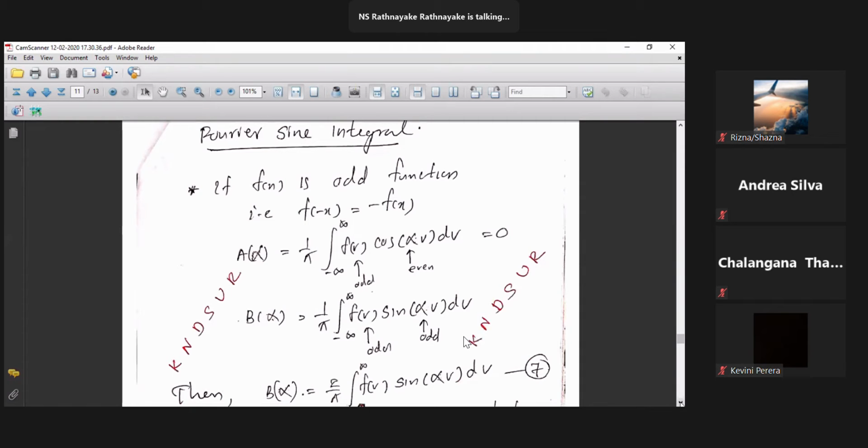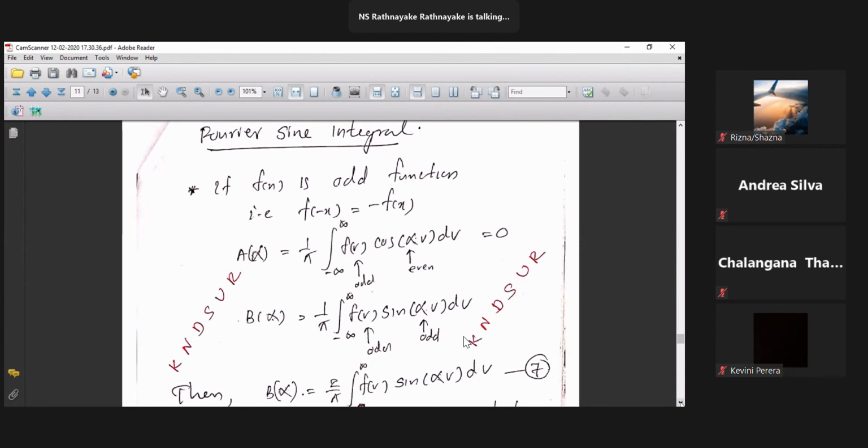Alpha is actually the frequency. In some books or references which I gave to you, it may be defined as cos(omega v) or cos(omega x) instead of alpha v. That is notation, don't worry about that. But here I am going to use alpha. That's the frequency value of the function.